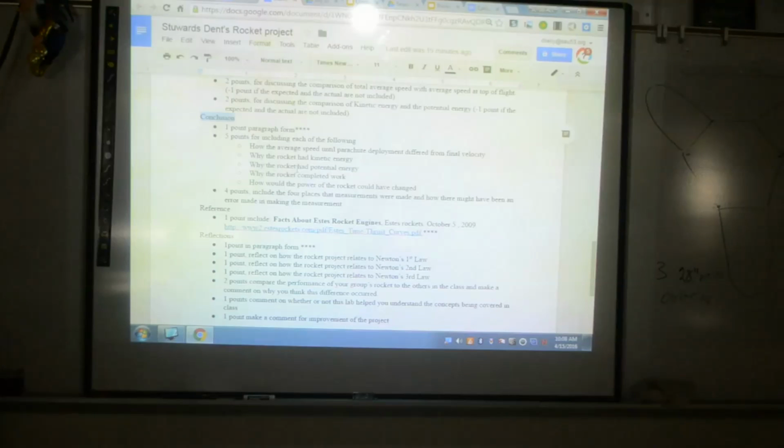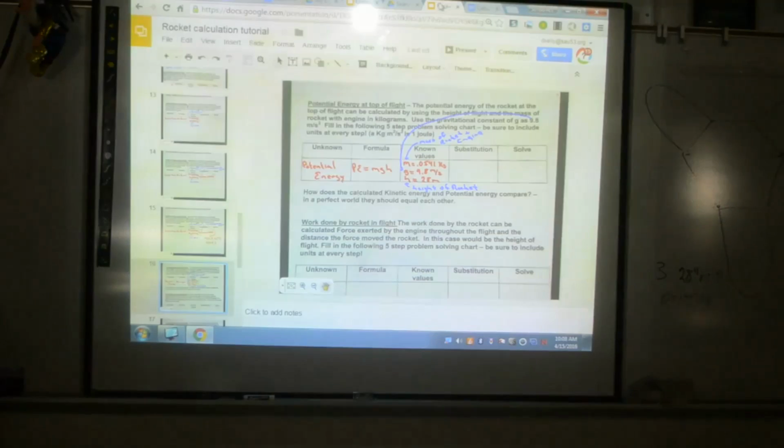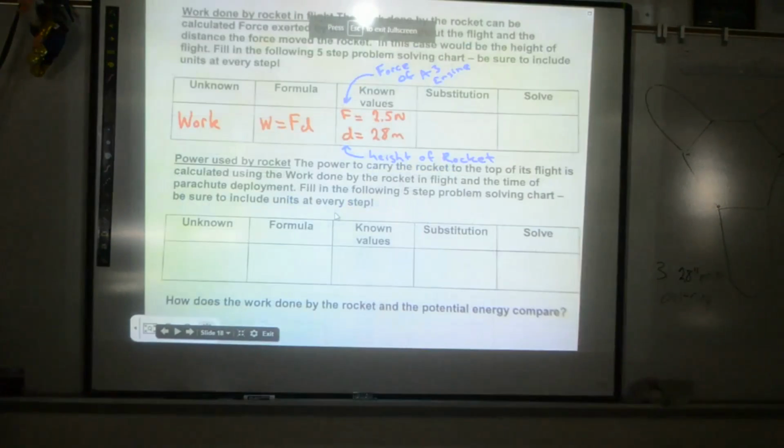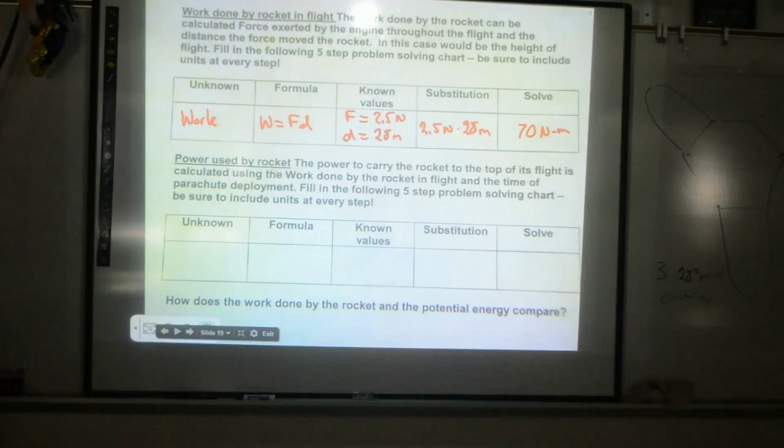Two more here that we want to talk about. Why did the rocket complete work? Once again, we'll go back and look at our presentation, and we will find out that work is the product of force and distance. Clearly, your rocket had a force, and it moved a distance. You can write a summarizing statement about that.